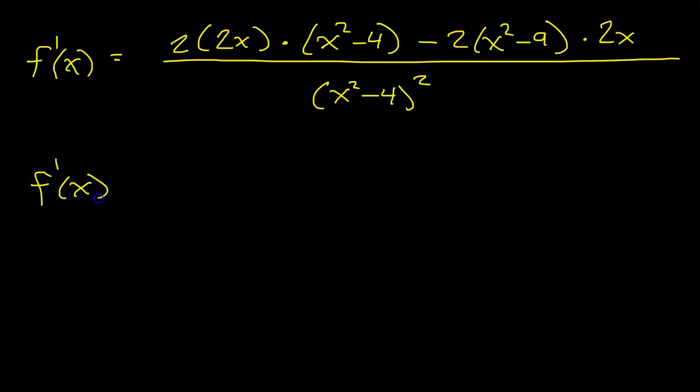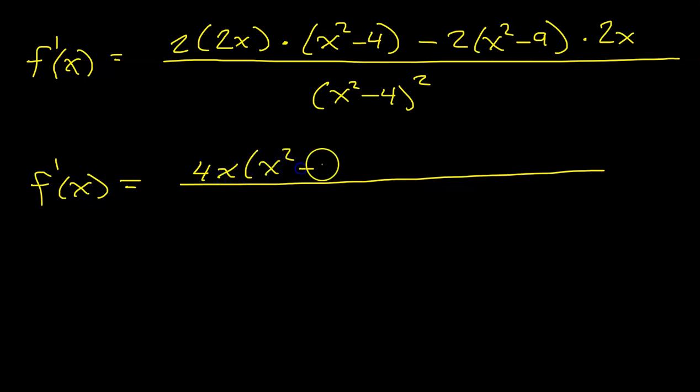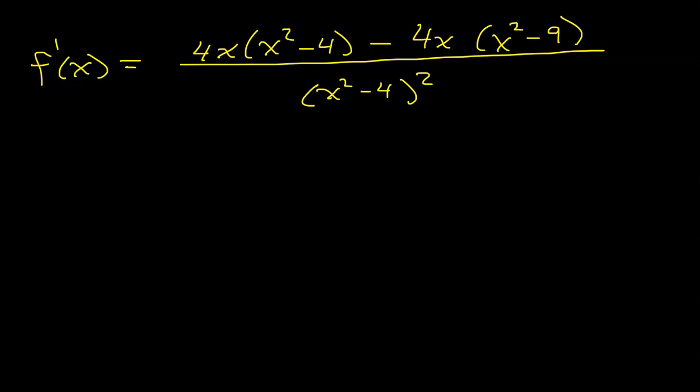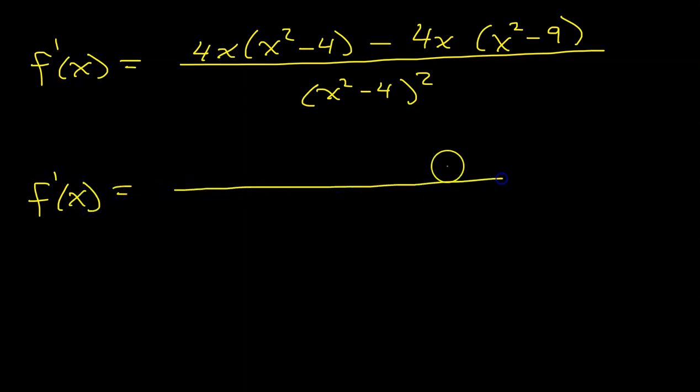Simplifying this down a little bit, we're going to have 4x times x squared minus 4 minus, and looks like we'll have another 4x because 2 times 2x times x squared minus 9 divided by x squared minus 4 squared. Next, I think I will go ahead and do the distributive property in the numerator and see what I get.